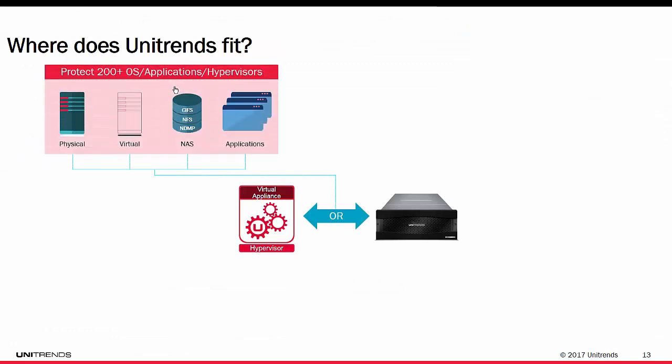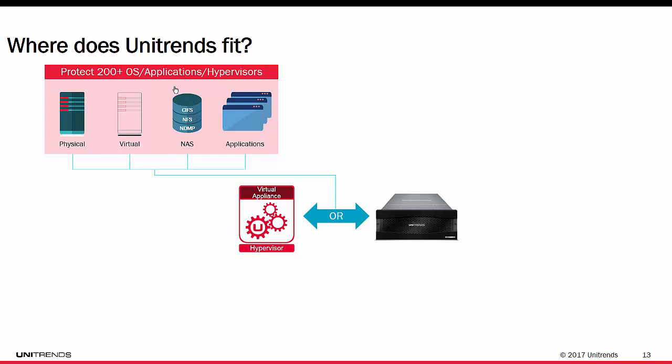Unitrends has a wide array of things we can protect. We protect over 200 different operating systems, applications, or hypervisors. We can protect physical servers, virtual machines, NAS devices, and all sorts of applications. The backups are performed and deduplicated inline and then compressed after that process. This means you get the most efficient process for the backup.